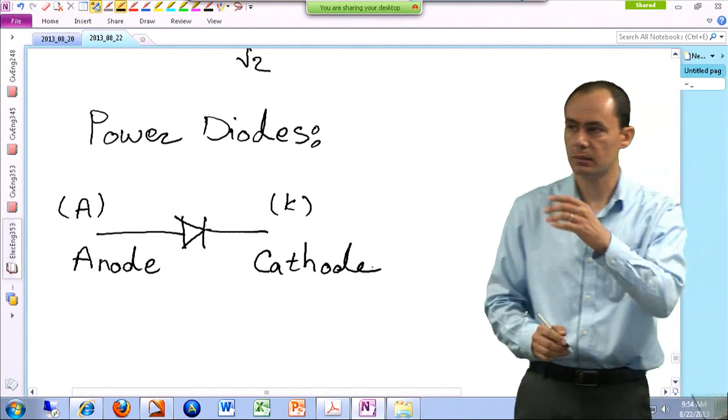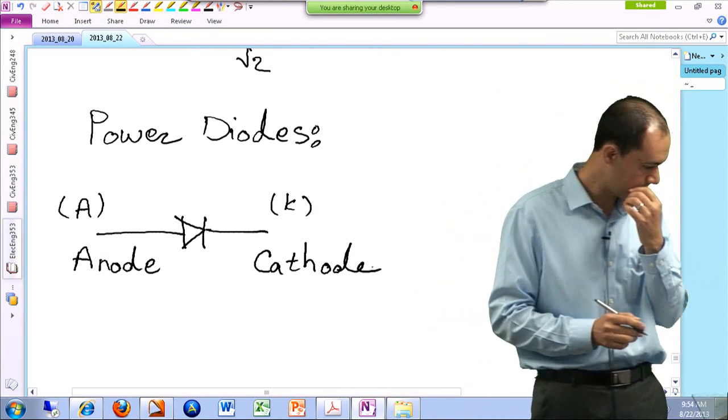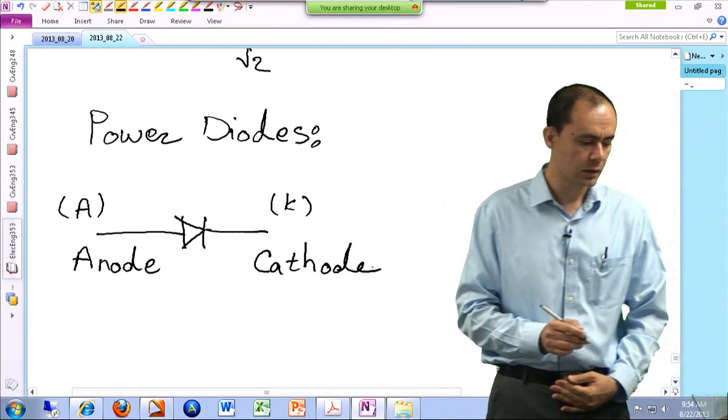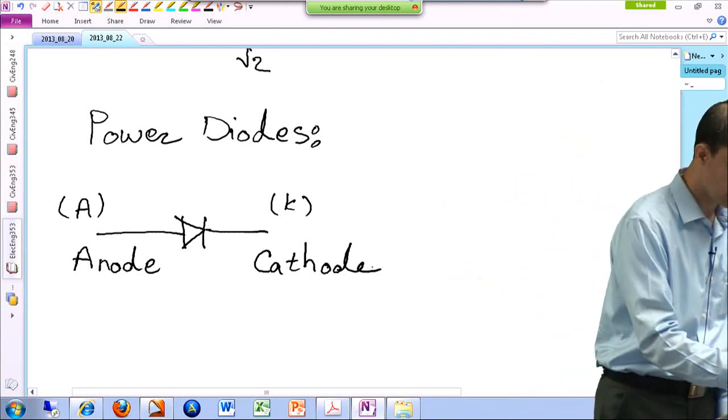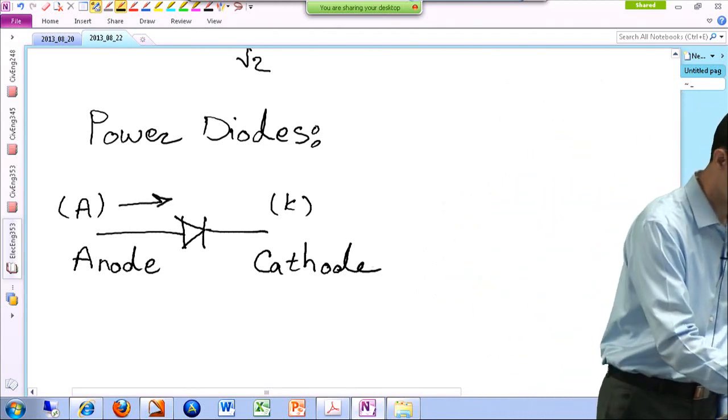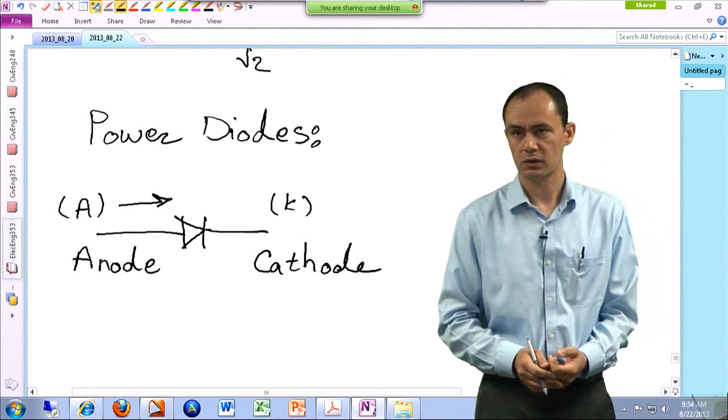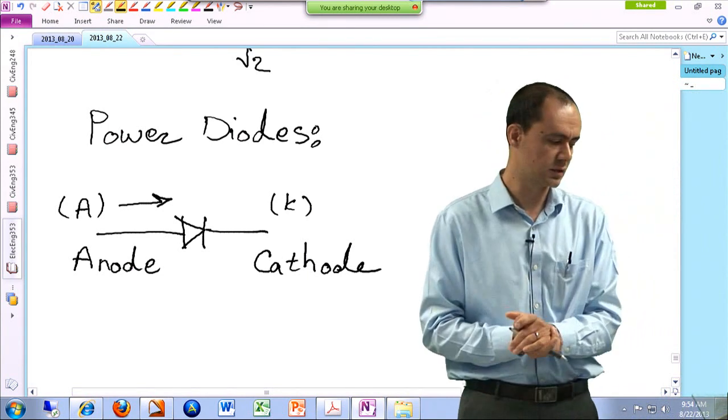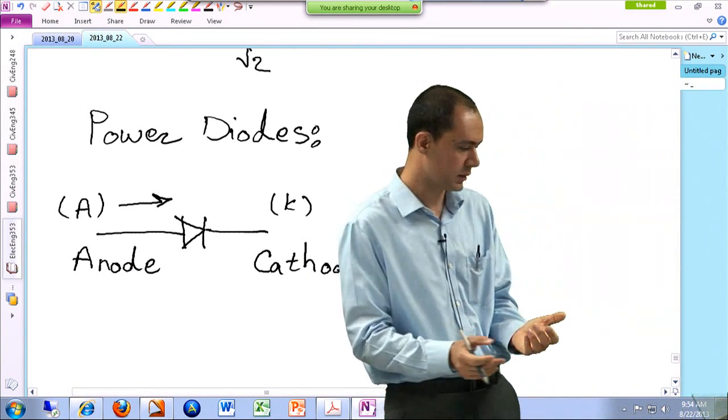All right, so this is how you label the terminals of a diode. And please remember, for diodes, we always assume that the current flows from anode to cathode. That's always what you assume. The current has to flow from anode to cathode.